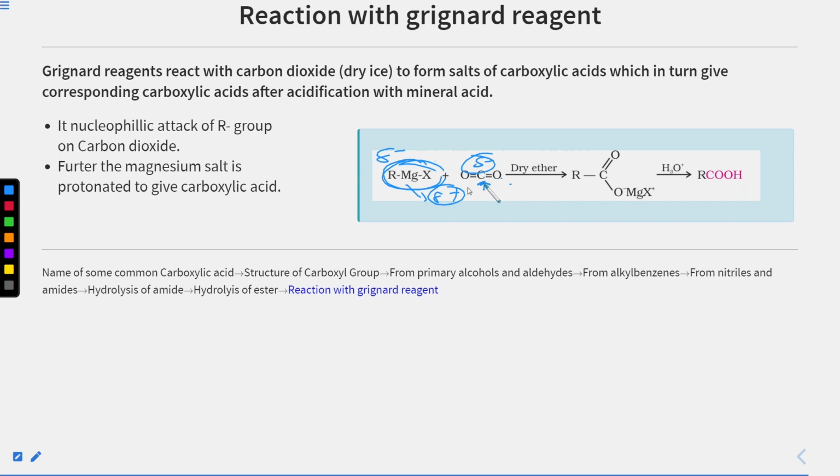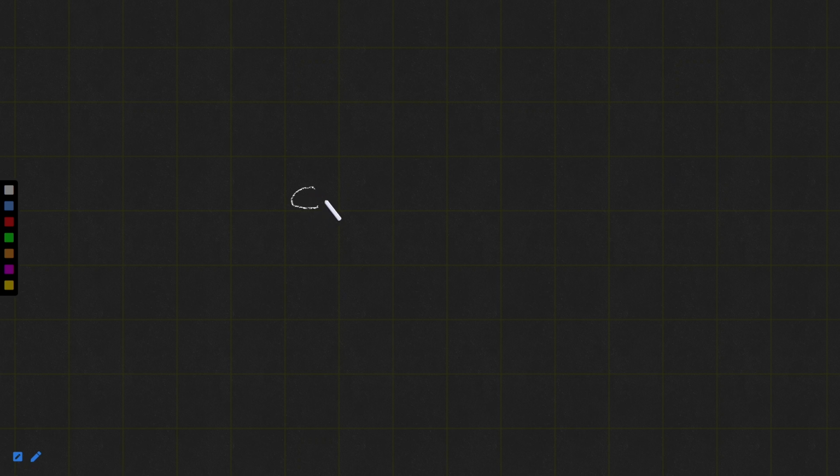It will attack on this center and the double bond will go on this oxygen to create this thing. So let me show how it happens in this fashion. We have a CO2. We have RMgX. First of all, this lone pair will chelate with your MgX. So it will look like this now.